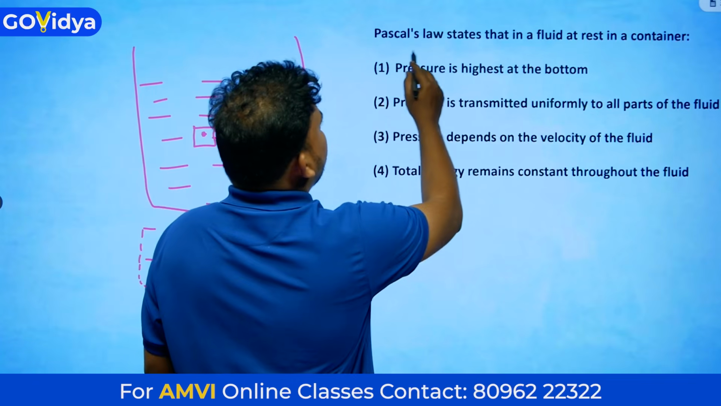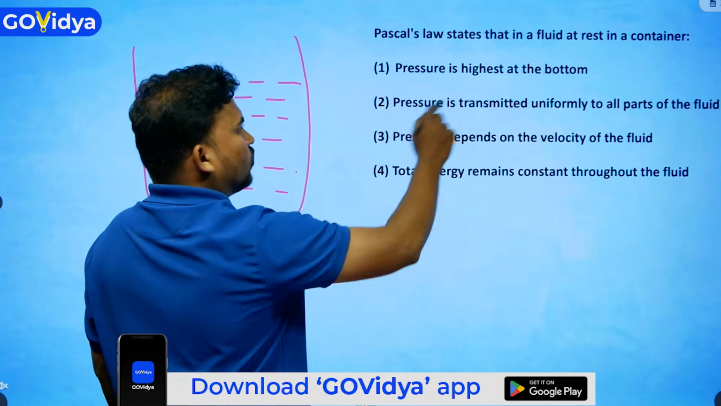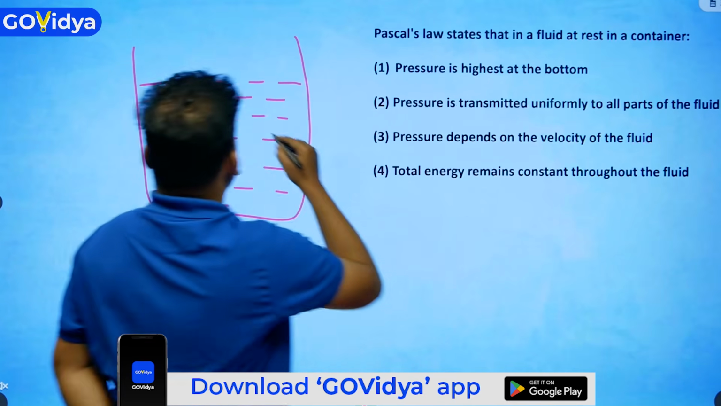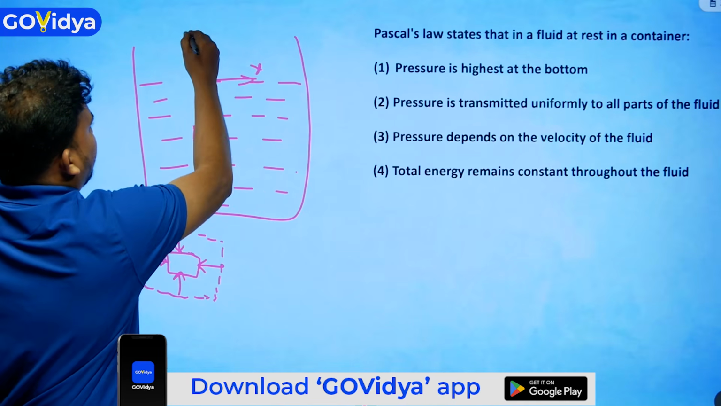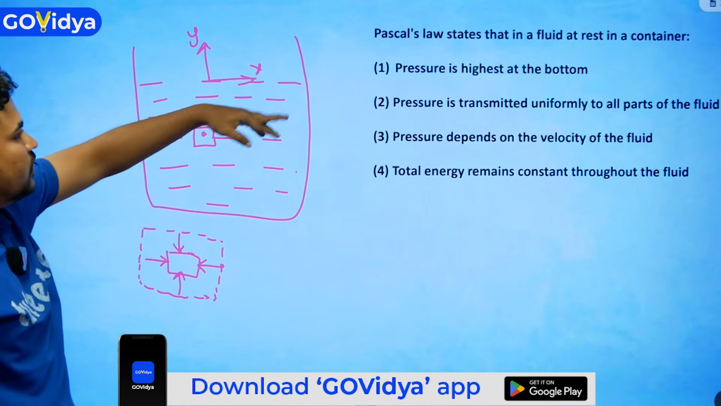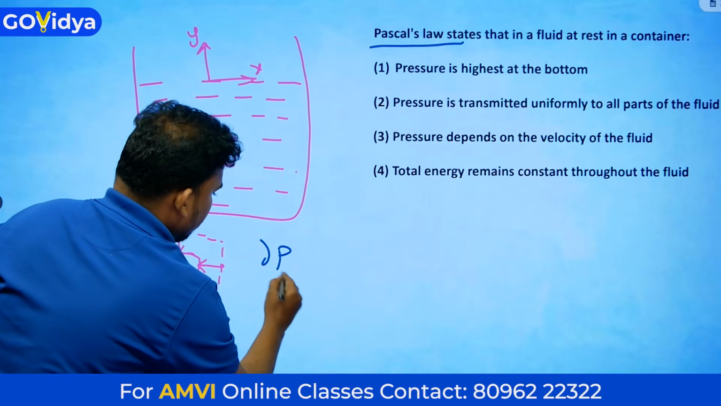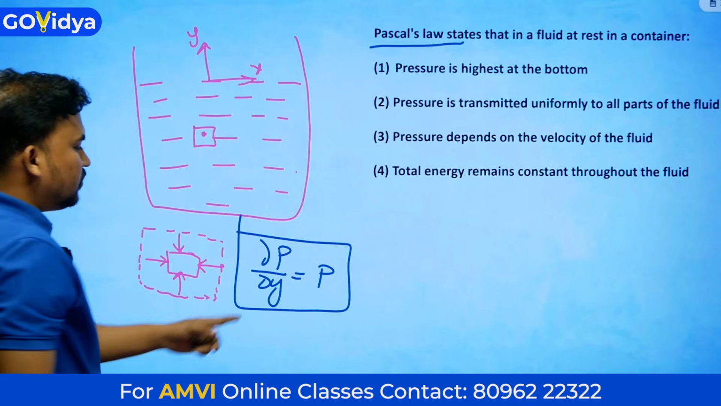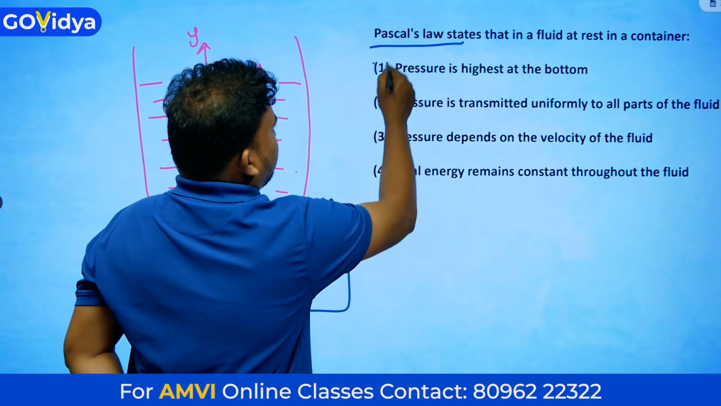We will see what is the option. Pressure is the highest at the bottom. Is it true? Correct. But Pascal's law is not stating that pressure is highest at the bottom. See, if my Cartesian coordinate system is like this, X, Y, so if I go in the vertical direction to the bottom, my pressure is high. But Pascal's law is asking something else. This is the pressure distribution, dou P by dou Y, which is my pressure gradient in Y direction. So this is not the correct answer regarding Pascal's law.